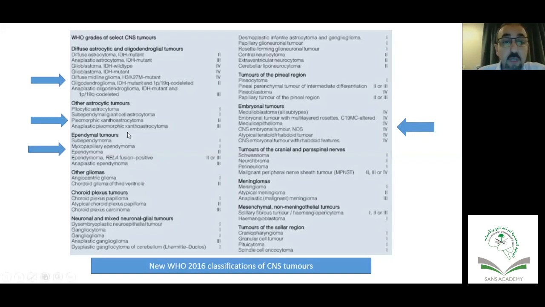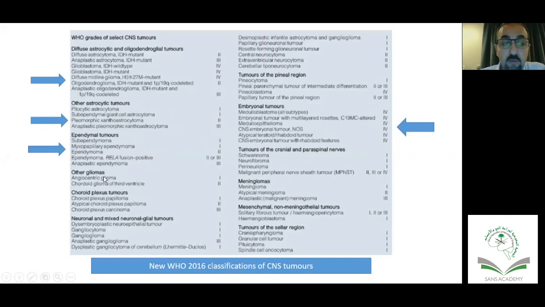Now, pilocytic astrocytoma, we didn't cover it last time because it's mainly in kids. And we have the pilocytic and subependymal giant cell astrocytoma. We call this group the BRAF family, if you remember, while the other we call the IDH family. Again, we will discuss in detail the pilocytic astrocytoma and the low-grade glioma in the pediatric population. Ependymal tumors, again, we have 3 grades from different subtypes. We will also cover them.